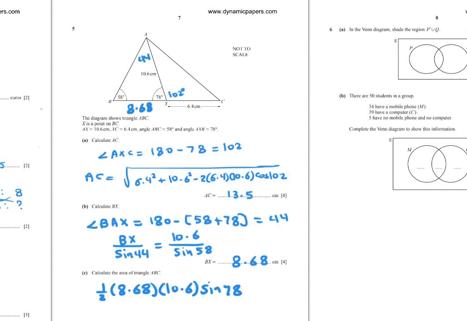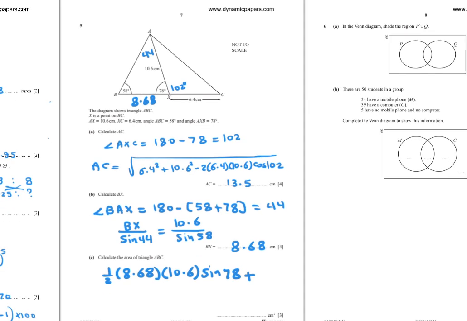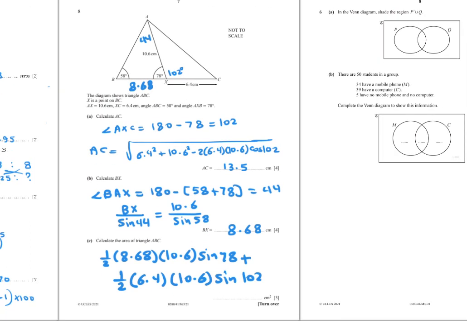Now, to find the area of the other triangle, we have two sides and the included angle, so we can use the same rule. So plus half times 6.4 times 10.6 sine 102. Then add both to find the area of the triangle. Answer 78.2 to 3 significant figures.